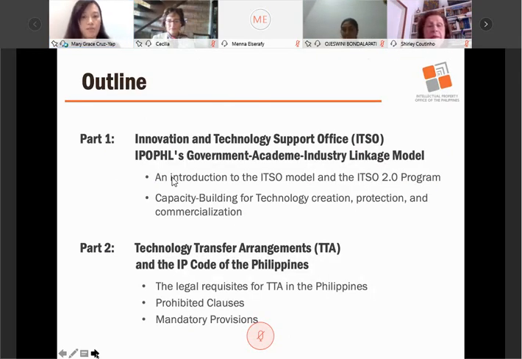Okay, for the first part, we'll talk about the IPOPHL's government-academe-industry linkage model, known as the ITSO, and the program ITSO 2.0. Then we will go into tech transfer arrangements and a little bit of the legalities as far as tech transfer arrangements are concerned, based on the IP Code of the Philippines. So for those in the legal field, and also those patent agents who have clients, this might be of very good interest to you.